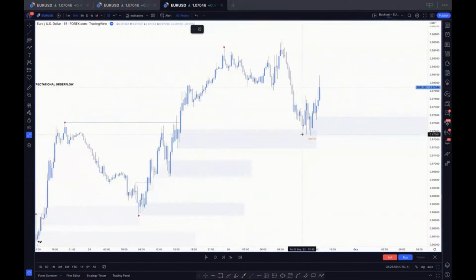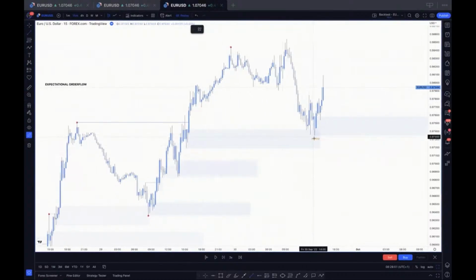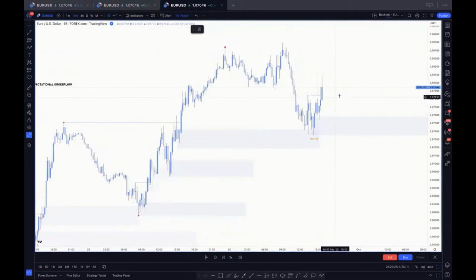Now, how do you know that the pullback is coming to an end? When you have a change of character. And what does that mean? You can see here the market pulled back a little bit, made a high here, pulled back, made a new low here, and then completely reversed and broke this previous high. So if you take this high here and we draw that to the body, that is called a change of character, right?